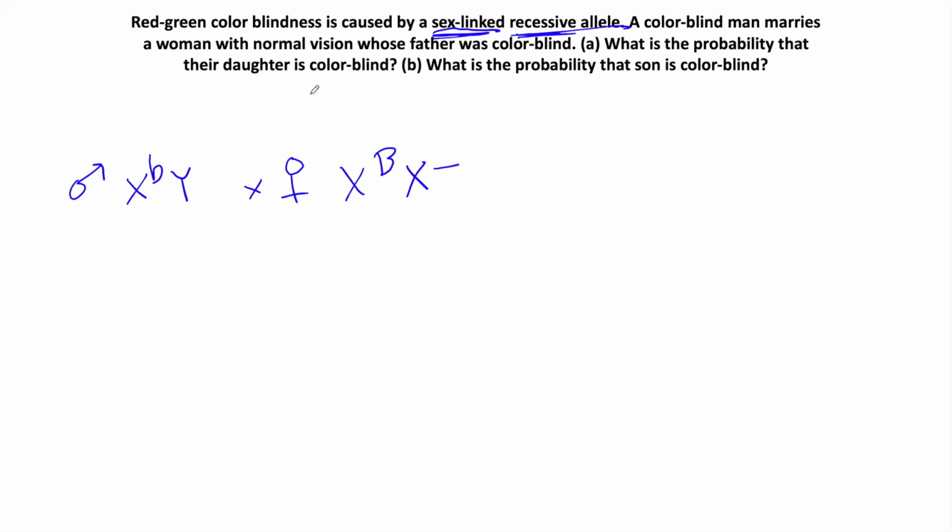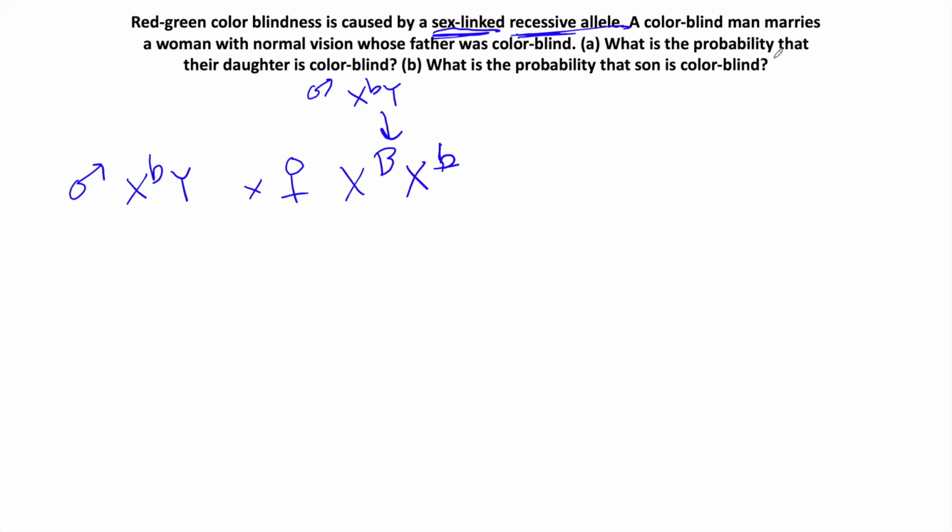Then I continue reading, and it says that this woman's father was colorblind. So her dad, X little b Y, was colorblind. Now that information tells us what this dash is. It tells us this dash has to be a lowercase b. Why is that? Because the father has to give something to his daughter. He could not have given his Y chromosome. Since she's a biological female, she doesn't have a Y, which means he had to give his daughter the X, and his X has a lowercase b on it. So now we know the genotypes of the man and the woman.